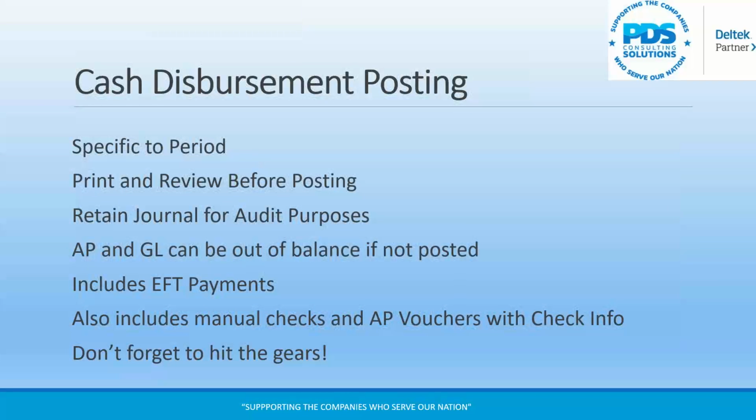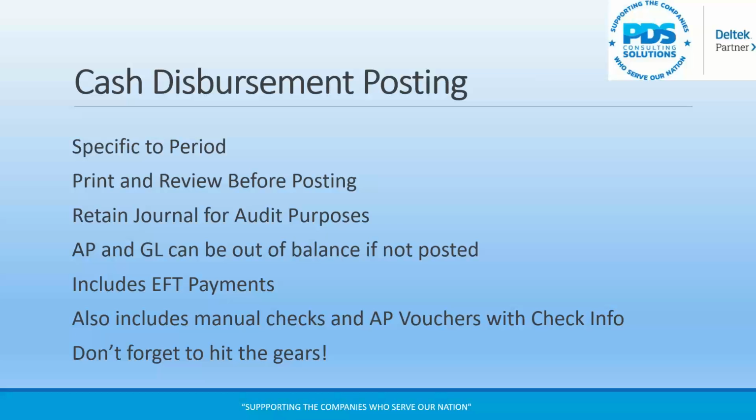After you have printed your checks, processed your ACH advices, or voided checks, it's time to post your cash disbursement. Up until this point, your general ledger and your accounts payable ledger may be out of balance, because the general ledger has not seen the posting of these checks, whereas the accounts payable ledger has. The cash disbursement journal is specific to an accounting period. As I mentioned, you want to review the journal before posting and retain a copy of that journal.